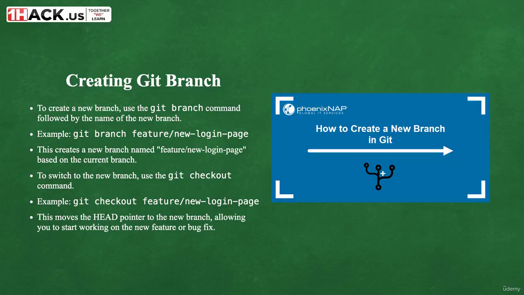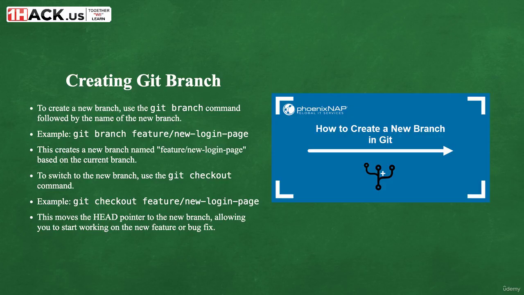Now, let's dive into the process of creating branches. In Git, you can create a new branch using the git branch command followed by the name of the new branch. For example, if you want to create a new branch for a feature called new login page, you can run the command git branch feature/new-login-page. This will create a new branch named feature/new-login-page based on the current branch you're on.